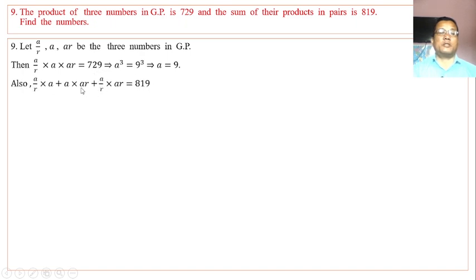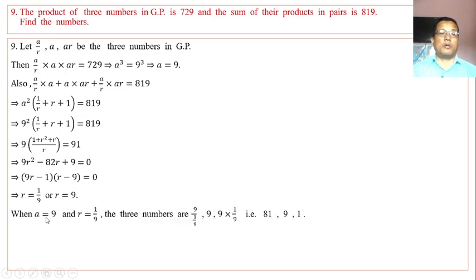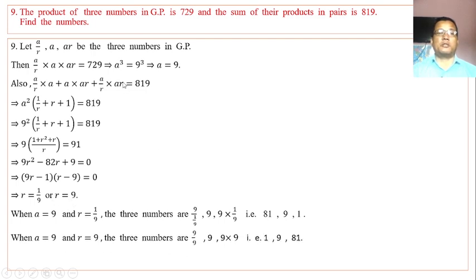And the sum of the pairwise products is 819. Substituting the value of A squared and simplifying, we get a quadratic equation in R. Factorize to get the R value as 1 by 9 or 9. With A equal to 9 and R equal to 9, the three numbers are 1, 9, 81 or 81, 9, 1.